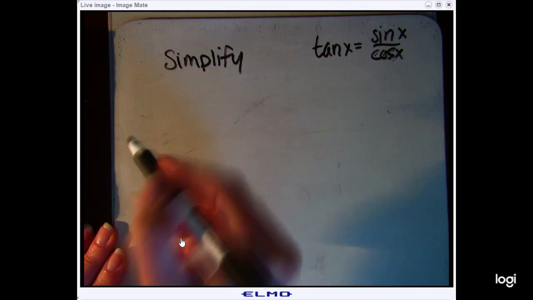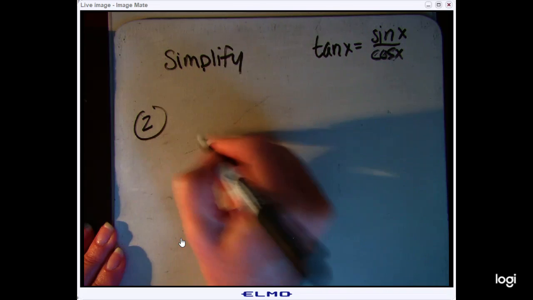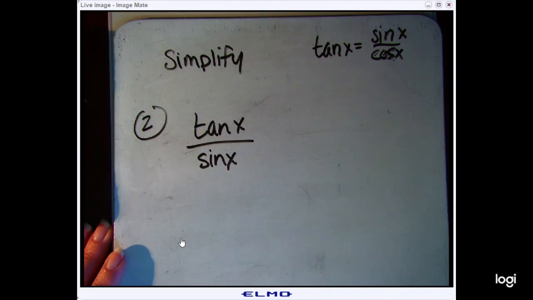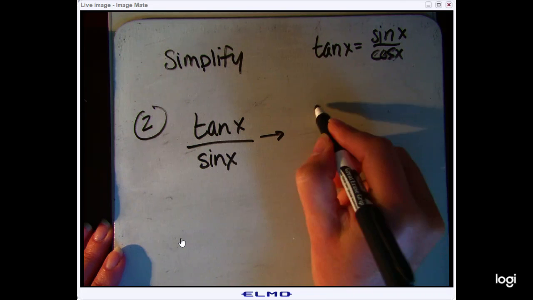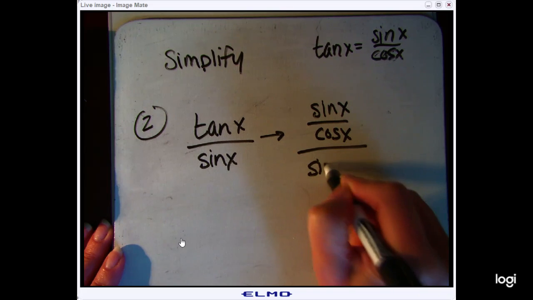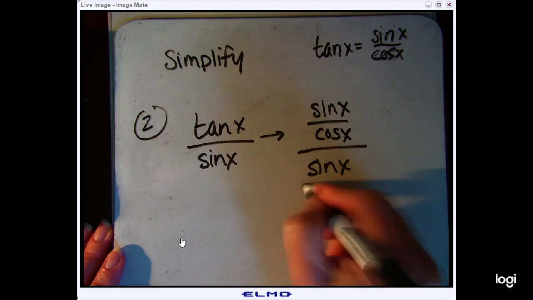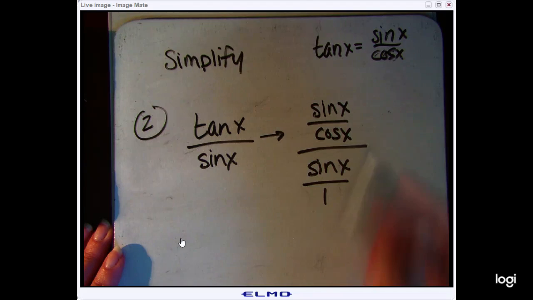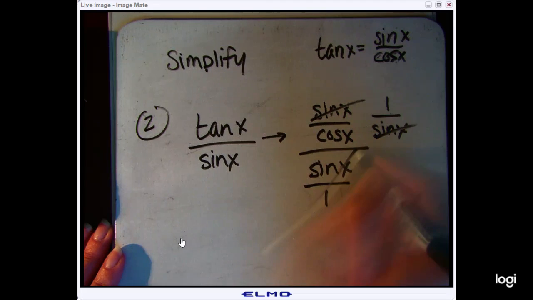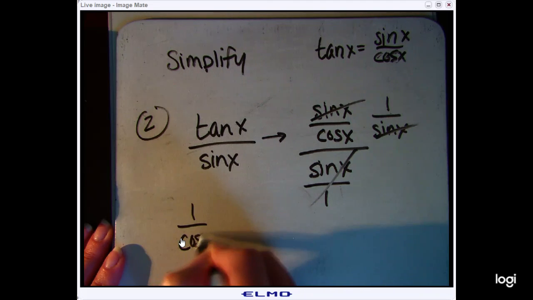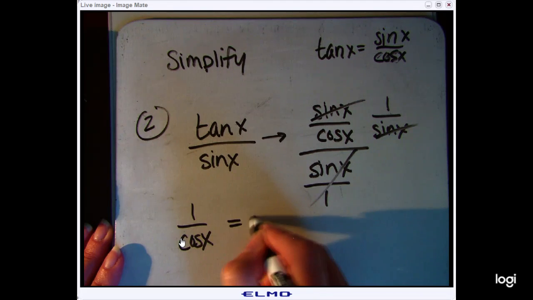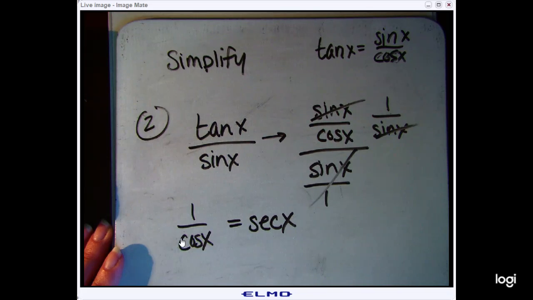All right, next, number 2, tangent of x over sine of x. How can we rewrite tangent of x? As sine over cosine. Let's make this denominator look like a fraction. How do we divide by a fraction? We flip and times. Those cross cancel, and I'm left with 1 over cosine of x. Look back to your trig identities. 1 over cosine of x can also be rewritten as secant of x.